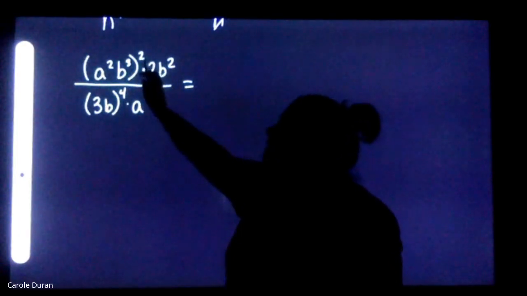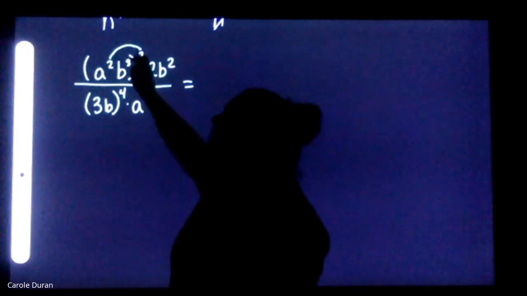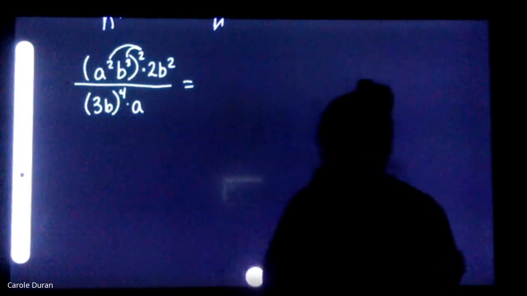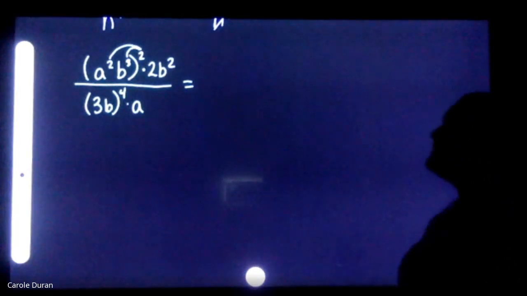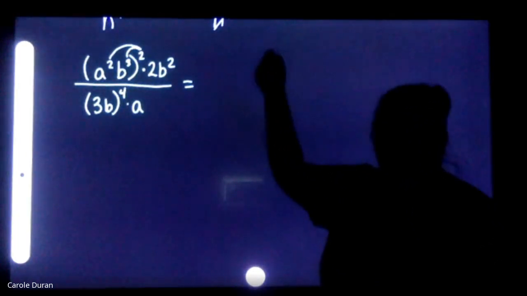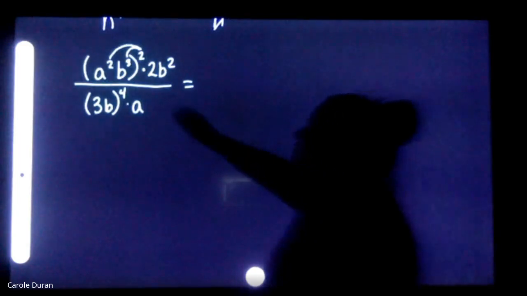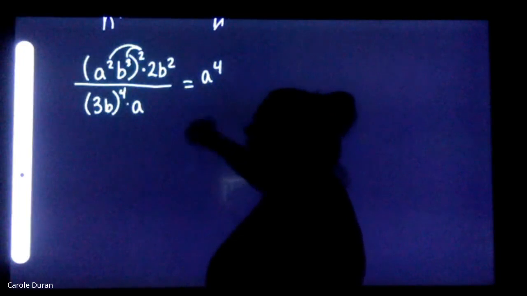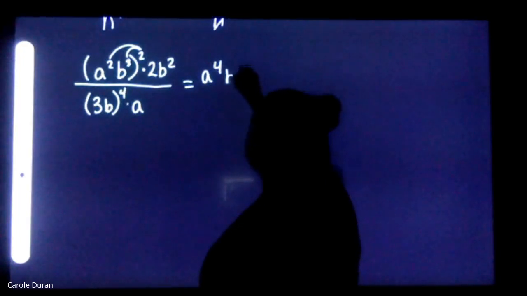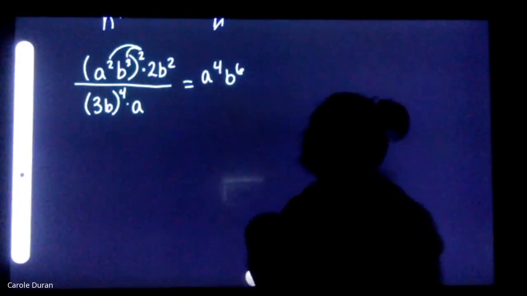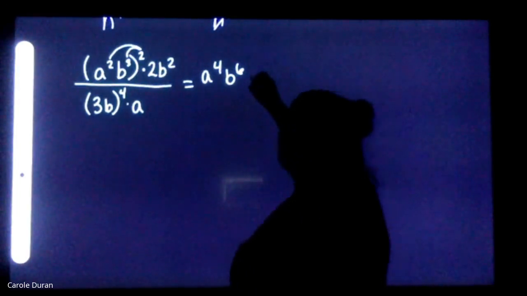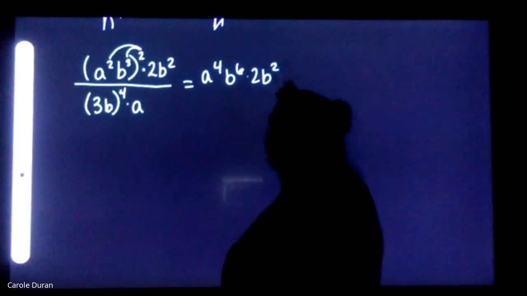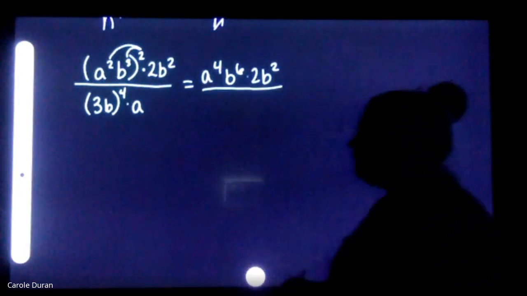This exponent has to go to each term inside that parentheses. Okay, and since it's an exponent raised to an exponent, I'm multiplying them together. So a squared becomes a to the fourth. B cubed squared becomes b to the sixth, because 3 times 2 is 6. And then times the 2b squared that's outside the parentheses.